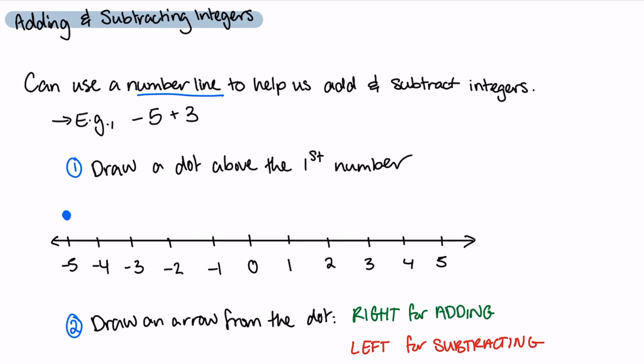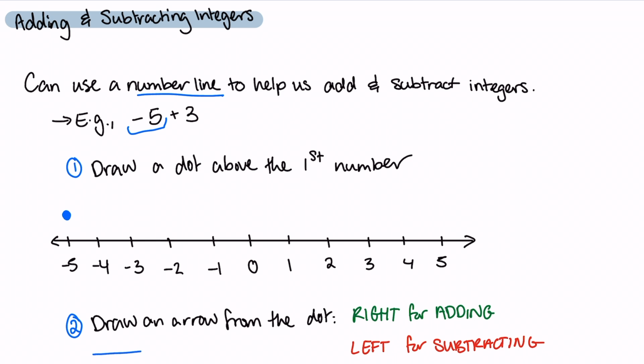So now I'm going to talk about adding and subtracting integers using a number line. So for example, we have -5 plus 3. So the first step is to draw out your number line, and you're going to draw a dot above the first number. So in this case, our first number is -5. So that's why we have this dot here. And we're going to add 3.